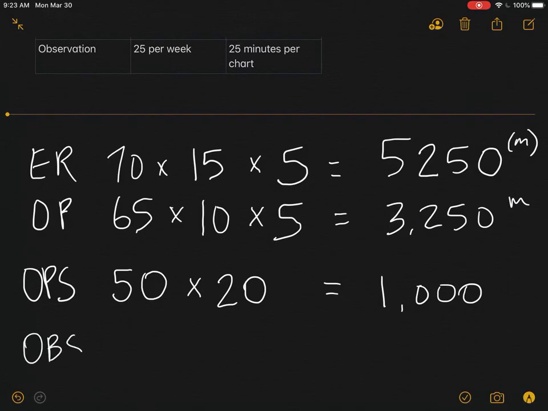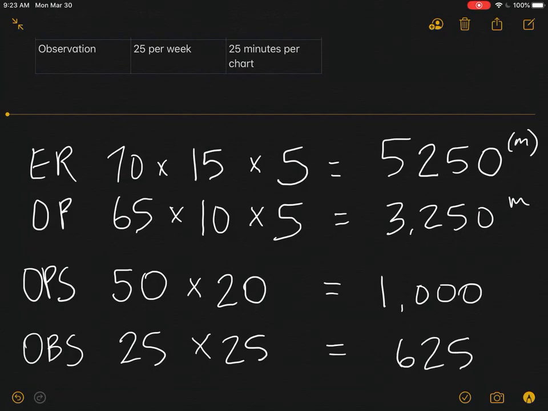Okay, now we have observation, and we have 25 per week, so 25 total times 25 minutes. Okay, so 25 times 25 is 625 minutes.